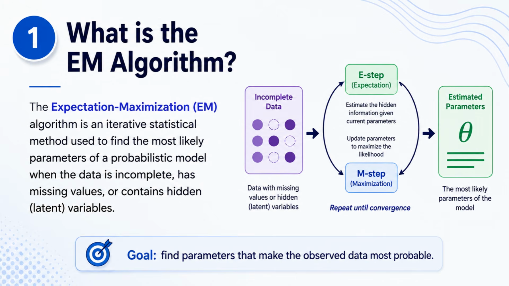The expectation-maximization, or EM, algorithm is used when some data is missing or hidden. Its goal is to estimate the most likely parameters of a statistical model. EM does this through two repeating stages: the E step, which estimates hidden information, and the M step, which updates the model parameters. These steps repeat until the results stop changing significantly. This is called convergence. In simple terms, EM uses what we currently know to estimate what we do not know, then improves the model using those estimates.